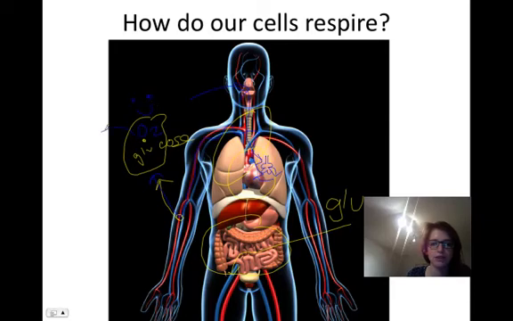Okay, and it's going to create carbon dioxide, it's going to create water, and importantly, it's going to create energy. And that energy is going to be used for all of those Mrs Gren processes that we've talked about before.